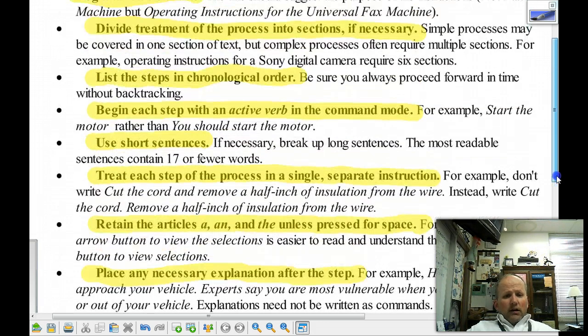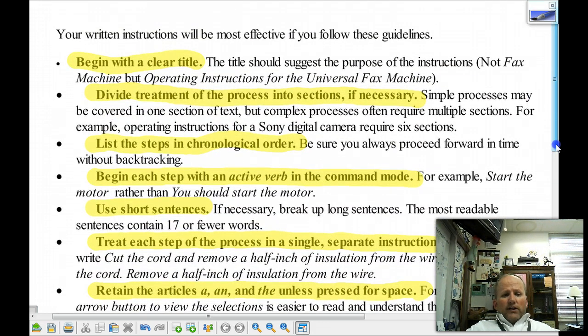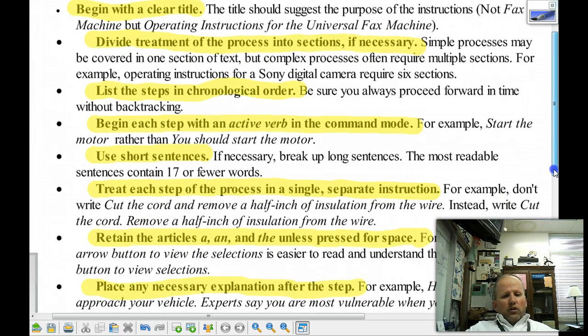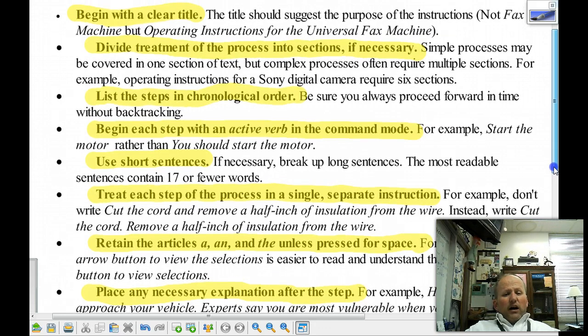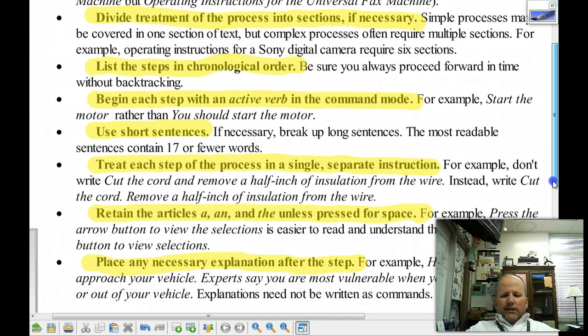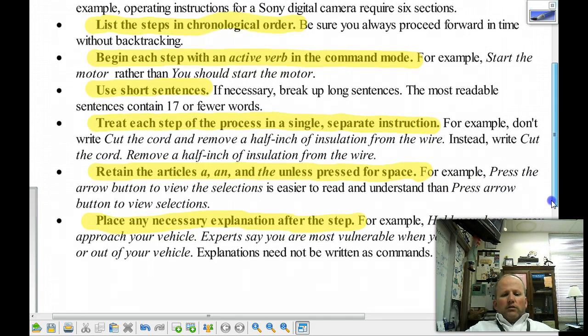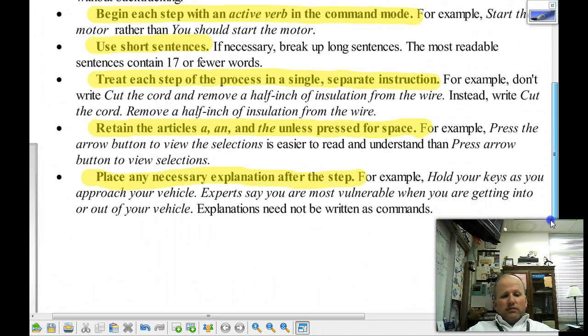So in summary, what you should do to write good instructions: begin with a clear title, divide it into sections if you need to, put it in chronological order, number it, begin with a strong active verb in the command mode, tell them what to do, use short sentences, treat each step as a single separate instruction, keep the words a, an, and the unless you really need the space, and place any necessary explanation after the step.